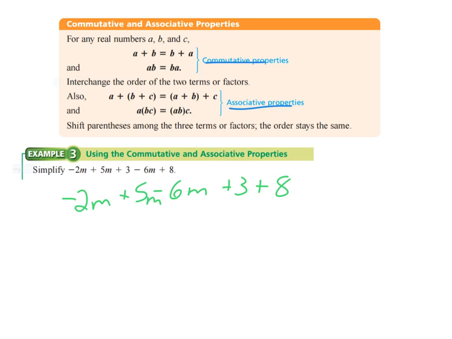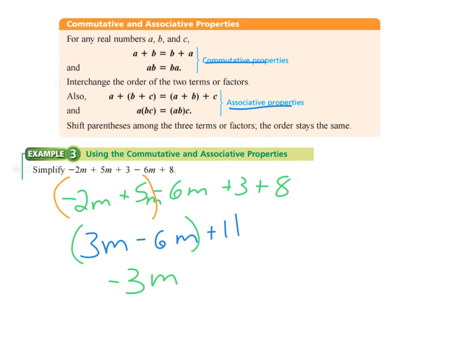So I can do that, and then generally we kind of just go through and do our stuff, but really what we're saying here is we'll do the adding first, so I'm using an association there in order to add those together. We don't always think of it that way, but that's really what we're doing. And then the 3 and the 8, we could add that to be 11. And then again we could group this, the 3m minus the 6m gives us negative 3m plus 11. And of course we can't do any more because the negative 3m and the 11 are not like terms.